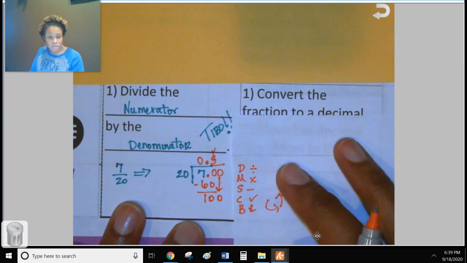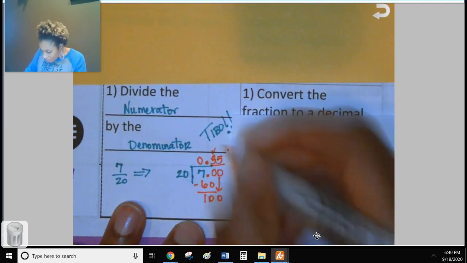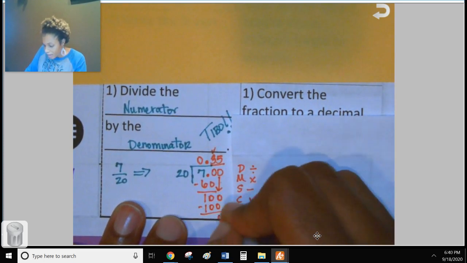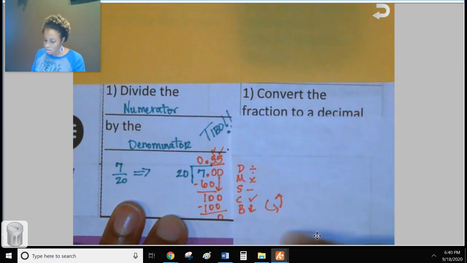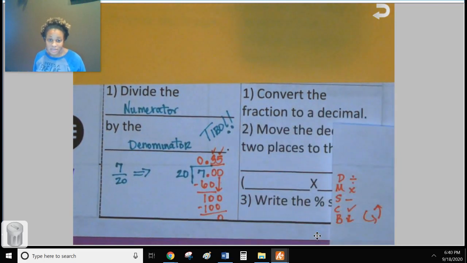What times 20 will give me 100? I know that 2 times 5 is 10, so 5 times 20 would be 100. I subtract, I get 0. Is 0 less than 20? Yes. Check it off. There's nothing left to bring down, so I'm done. Okay? So 7/20 is the same as 0.35.